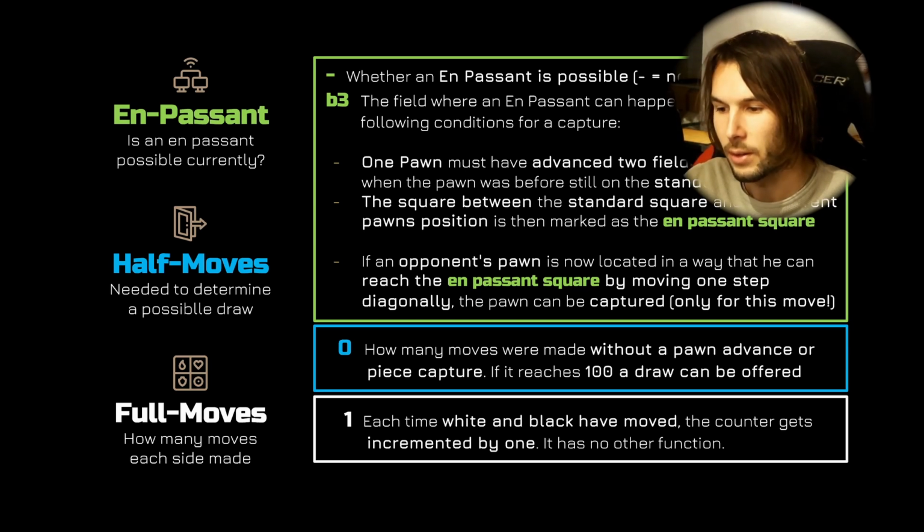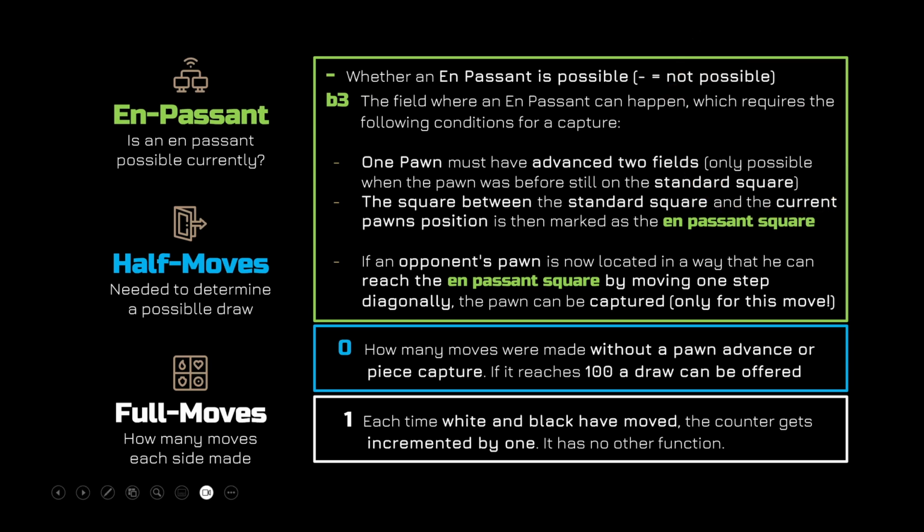One pawn must have advanced 2 fields. Let me move out of here. Which is only possible when the pawn was still on the standard square before, and the square between the standard square and the current pawn's position is then marked as the en passant square. So if an opponent's pawn is now located in a way that he can reach the en passant square by moving one step diagonally, the pawn can be captured. And which is really, really important, it's only allowed for this specific move. If he moves with another chess piece than this pawn, the en passant is not possible anymore.